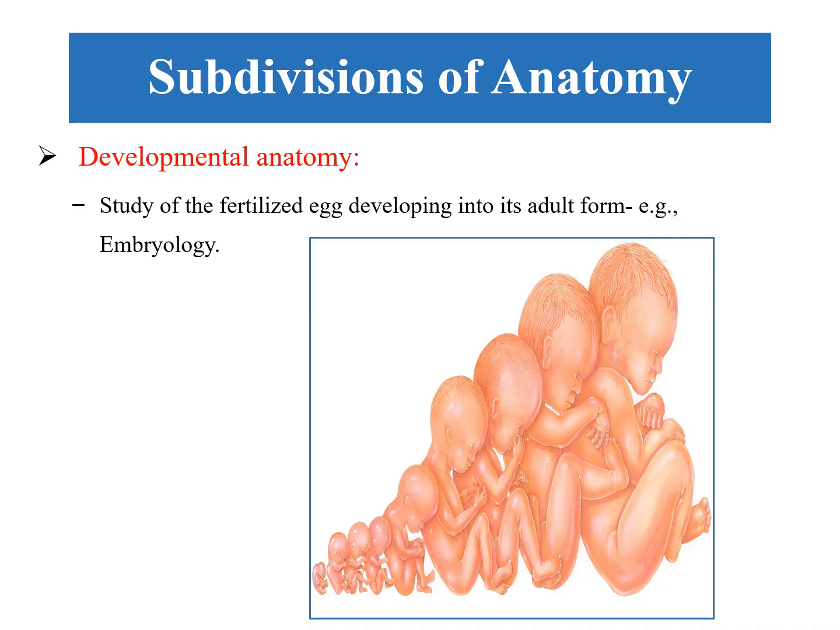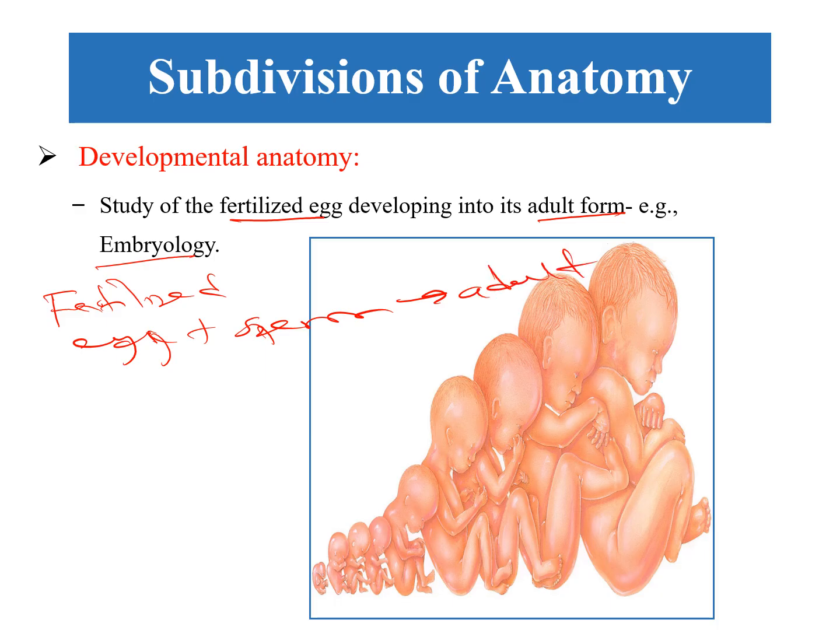Another subdivision of anatomy is developmental anatomy, where you study how an individual develops from the point the egg is fertilized all the way to adult form. The best example is embryology, where you study how the human body develops from the point the ovum is fertilized by the spermatozoa up to the point the fetus is born. So embryology is an example of developmental anatomy.